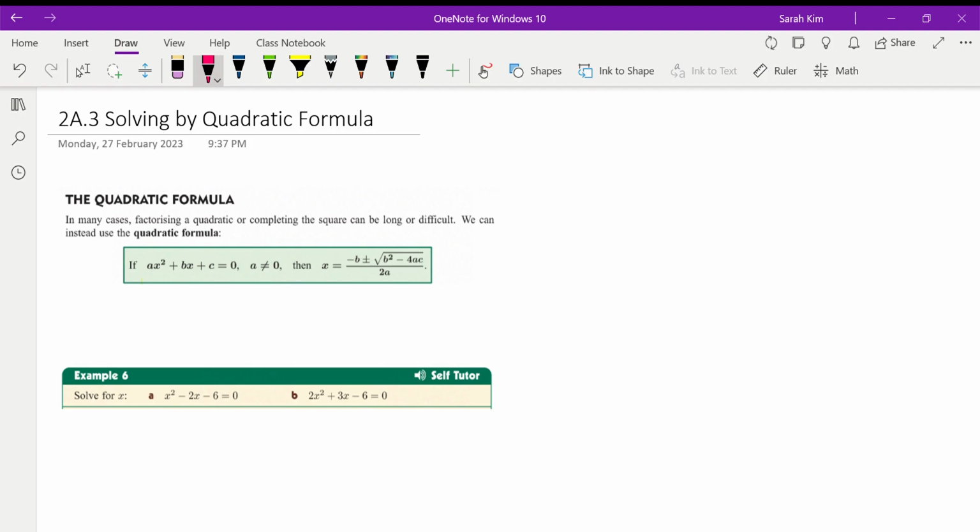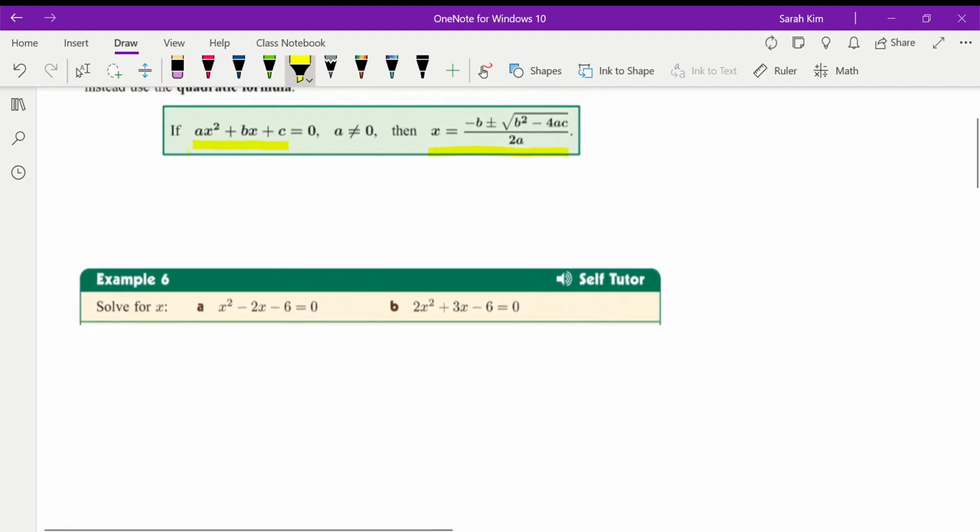So we are doing 2A.3, solving by quadratic formulas. Now I've already briefly shown you how to do quadratic formulas, but this is a detailed how-to. So here it goes. You've got your ax squared plus bx plus c, and this is the quadratic formula you always use. All you have to do is identify your a, b, c, substitute your answers, and then write it in the simplest form you can. So that's what we will do.